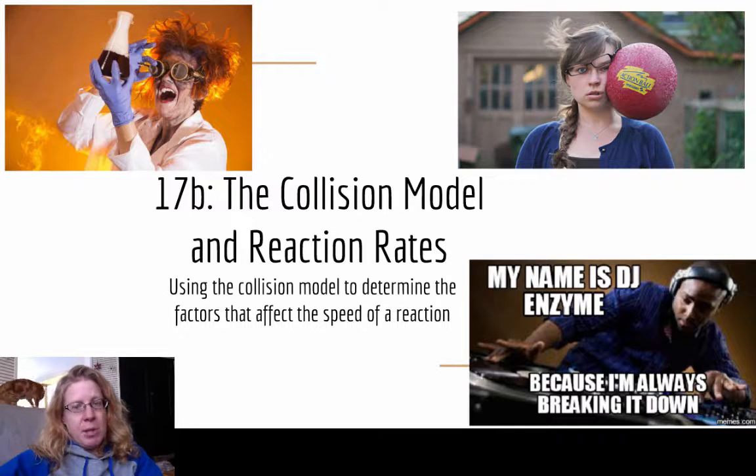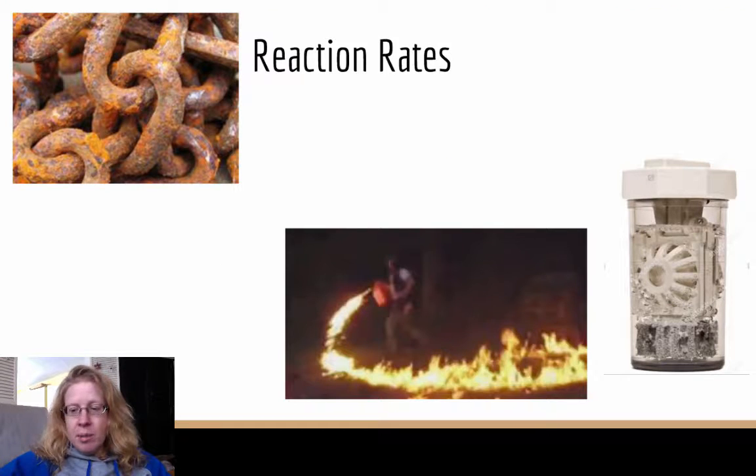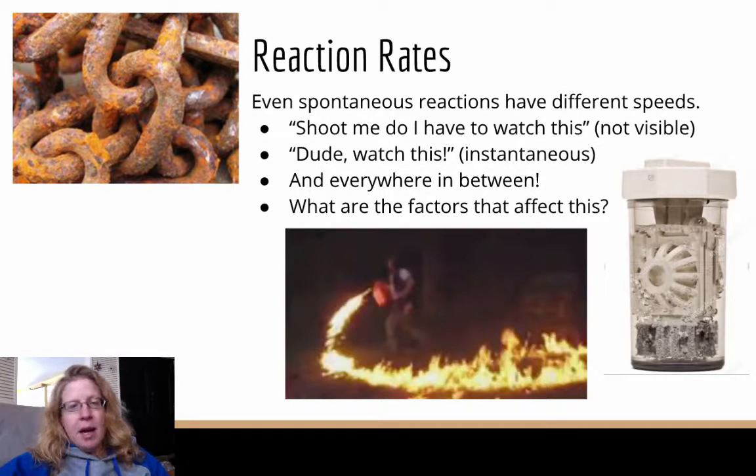By the time we're done with this, you'll have an understanding of what the collision model is, and there's four categories of things that can affect how quickly a reaction proceeds. So here we go. Number one, in terms of talking about reaction rates, there's a few things to understand. A lot of times in a Chem 1 class, we do a lot of very simple spontaneous reactions. You know, you put two things together and poof, the reaction happens really quickly.